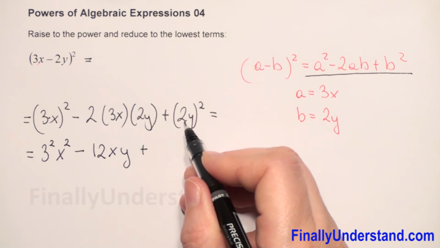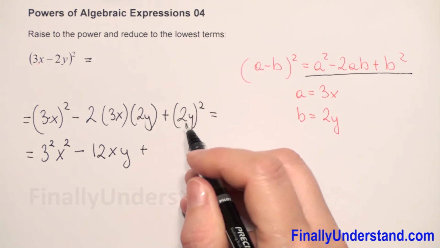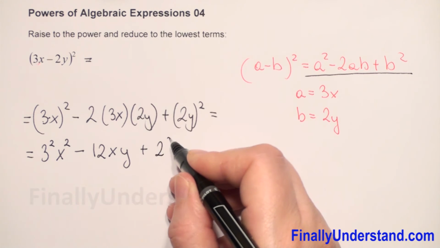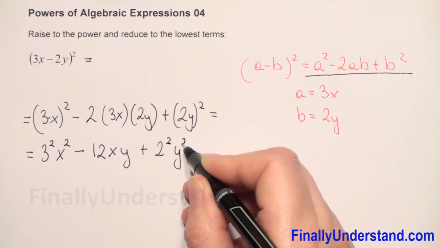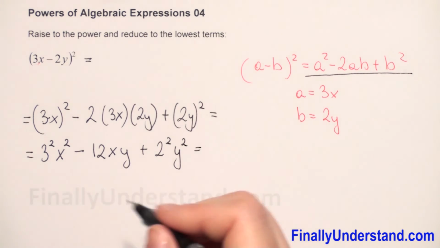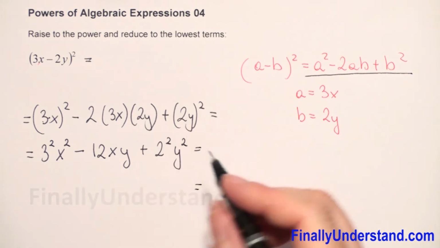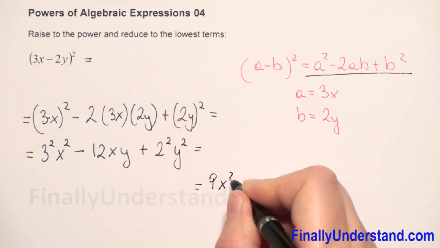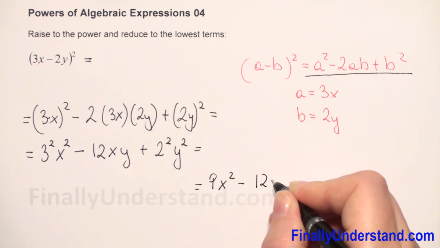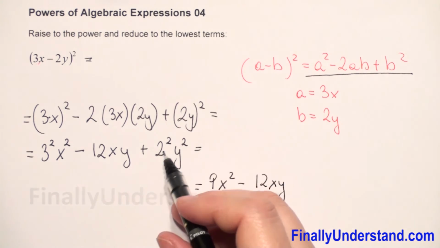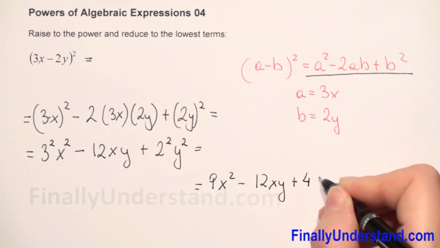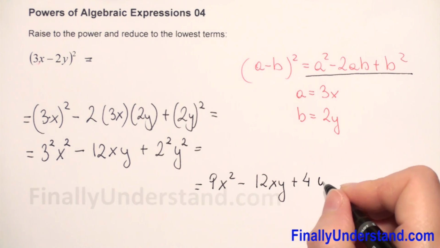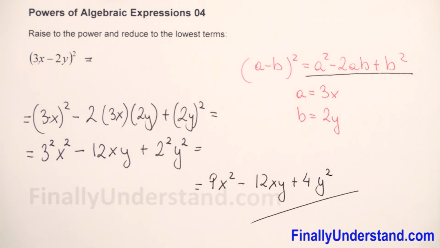Plus, and again we have (2y) to the second power. It means we have to raise 2 to the second power and y to the second power. So this is equal 3 to the second power is 9x squared minus 12xy, we have to rewrite, and 2 to the second power, so this is 4, and we have y squared. This is my solution.